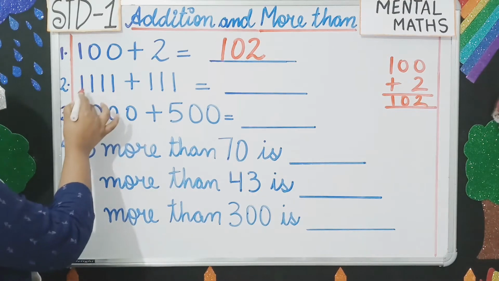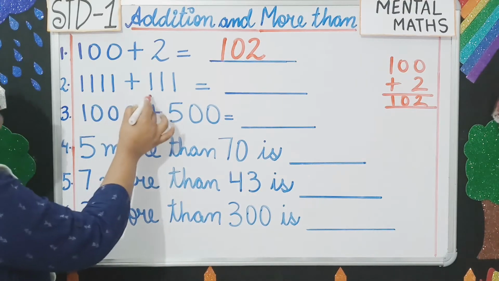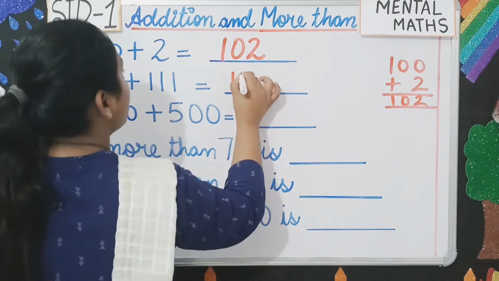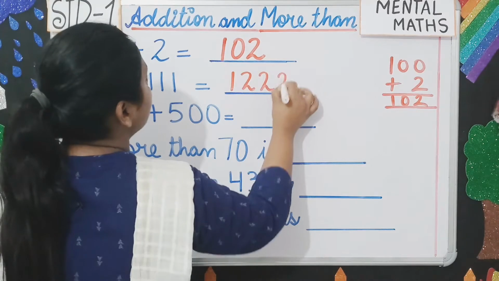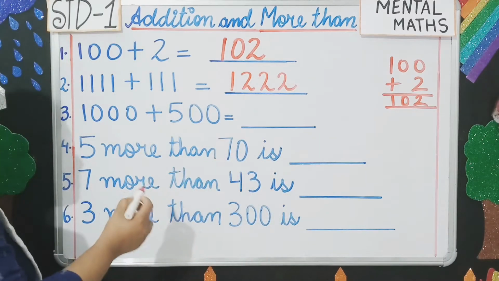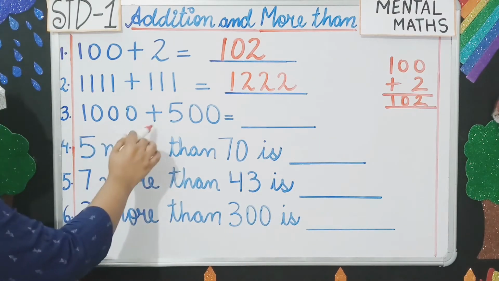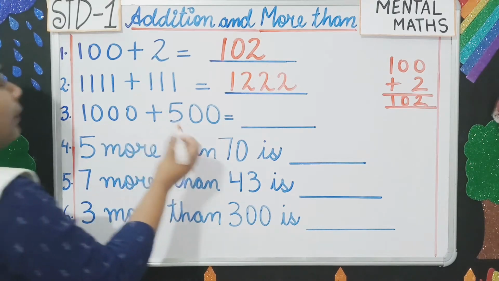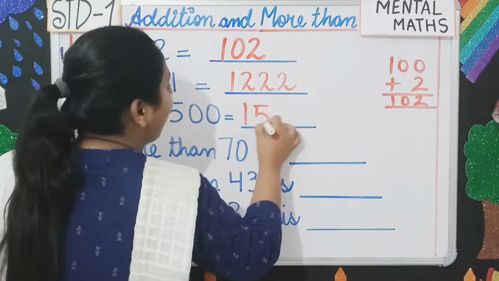Next, 1111 plus 1011. This will give you 1222. Clear, students? Next, 1000 plus 500 equal to, you have to add these two numbers. It will give you 1500.